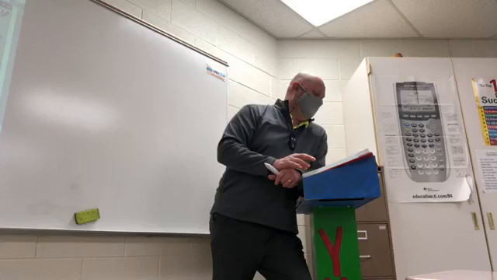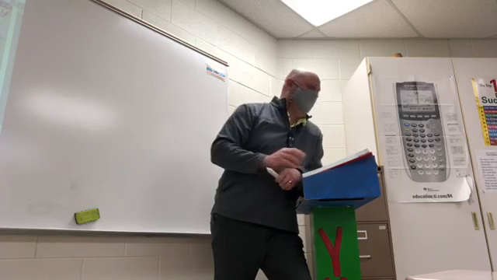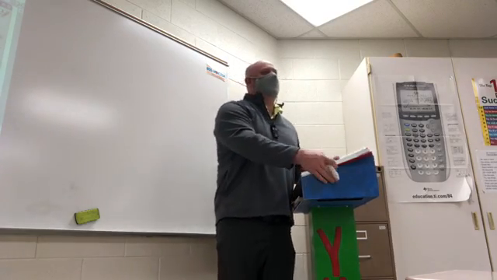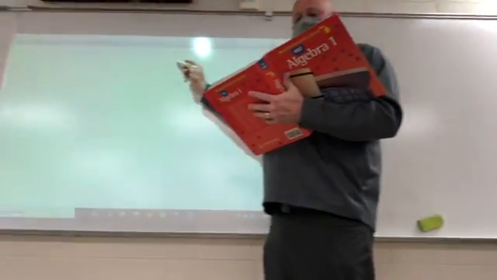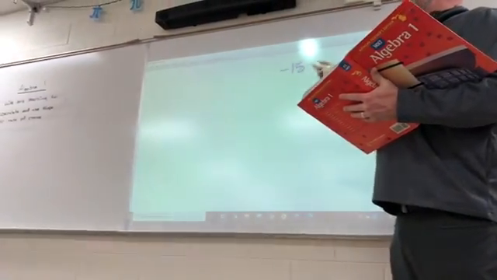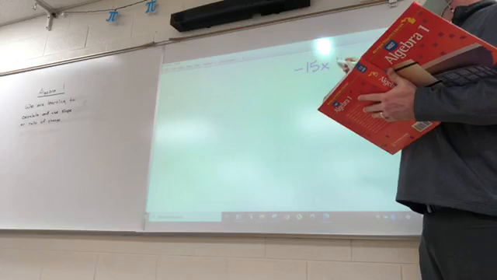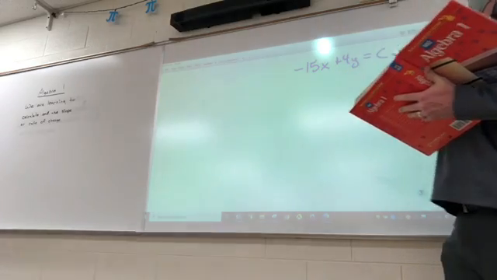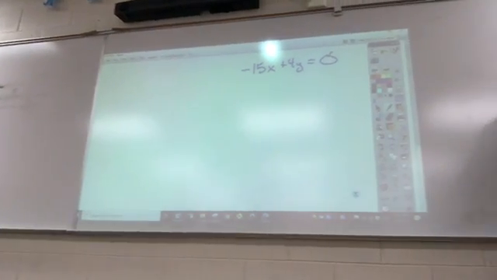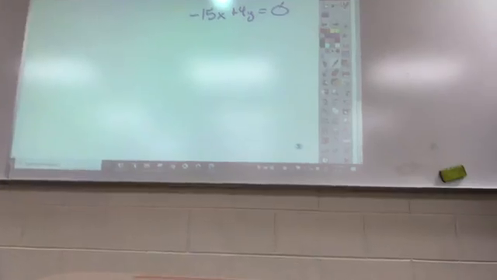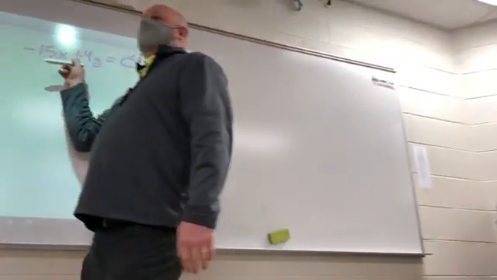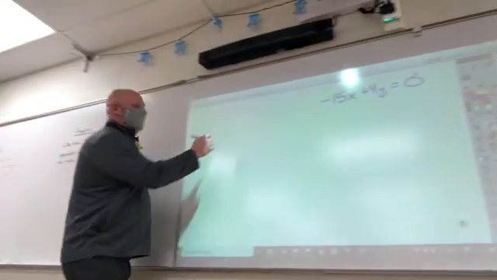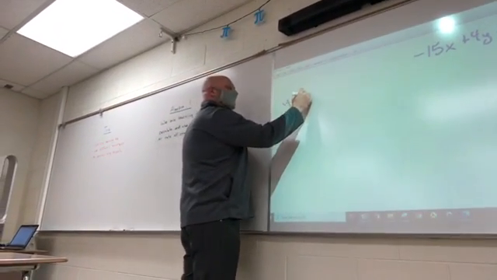What'd you guys put for 18? Because this is one thing on your quiz tomorrow. I need you guys knowing how to do this. Negative 15x plus 4y is equal to 0. How do you turn this into a direct variation? How do you make this look like this?